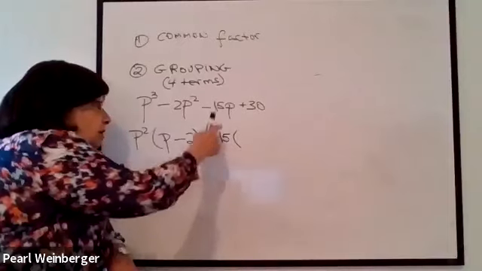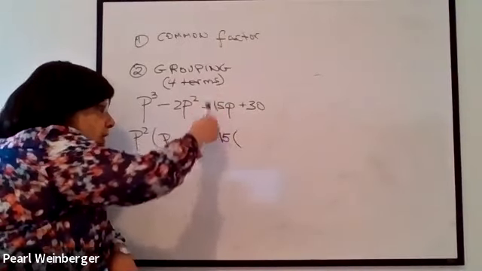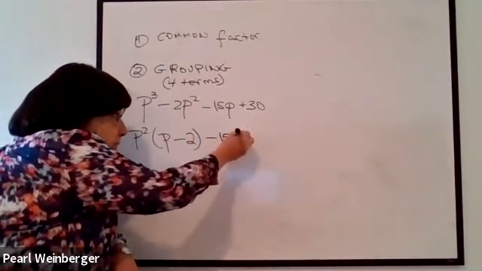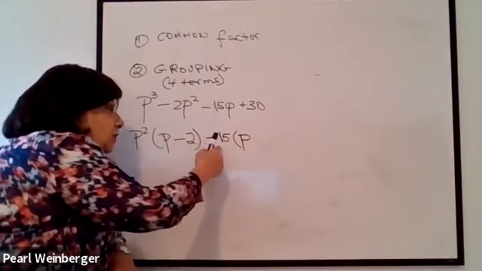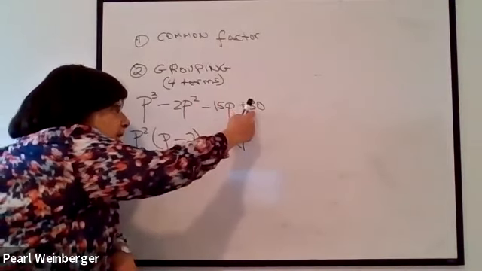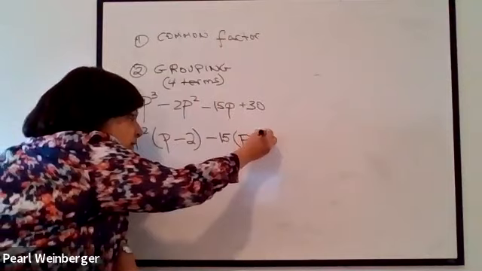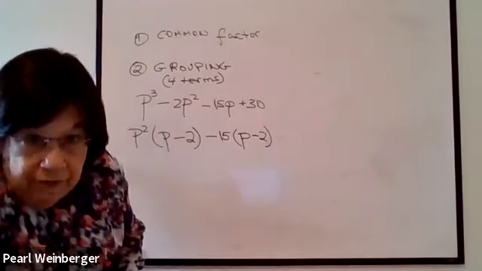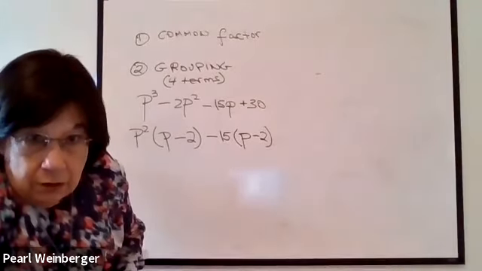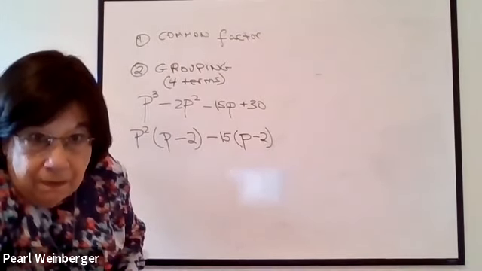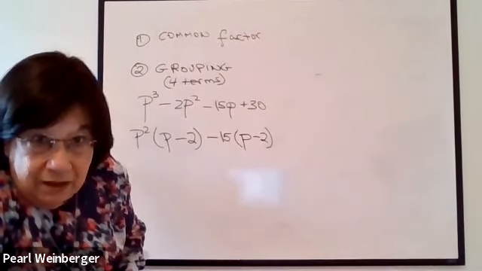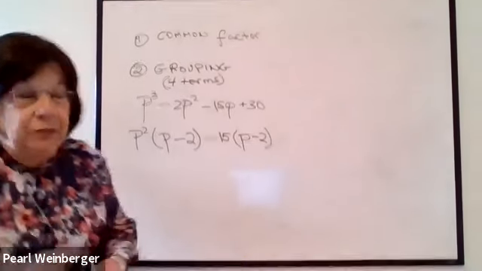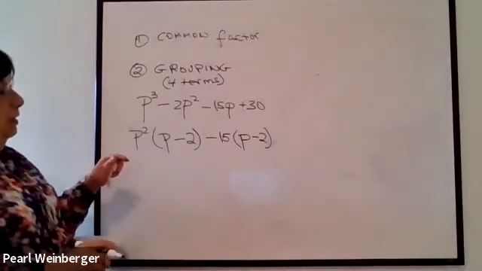And when I divide the negative 15 into the negative 15p, I'm left with just a p. And when I divide the negative 15 into the positive 30, it gives me negative 2. So I'm left with... okay, good. A couple of people are getting these right away.